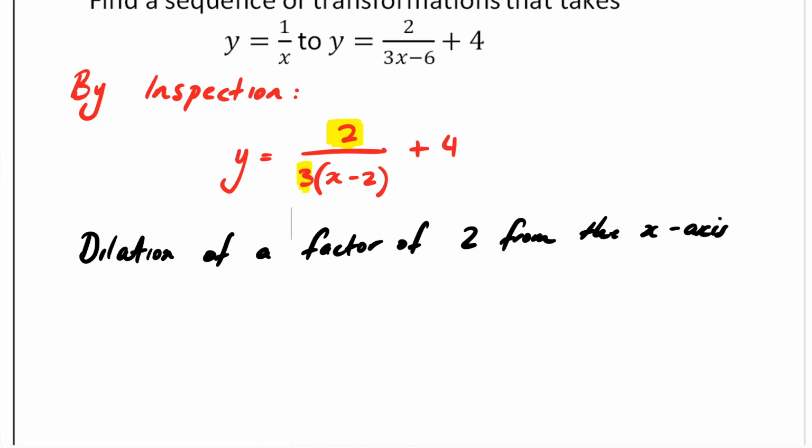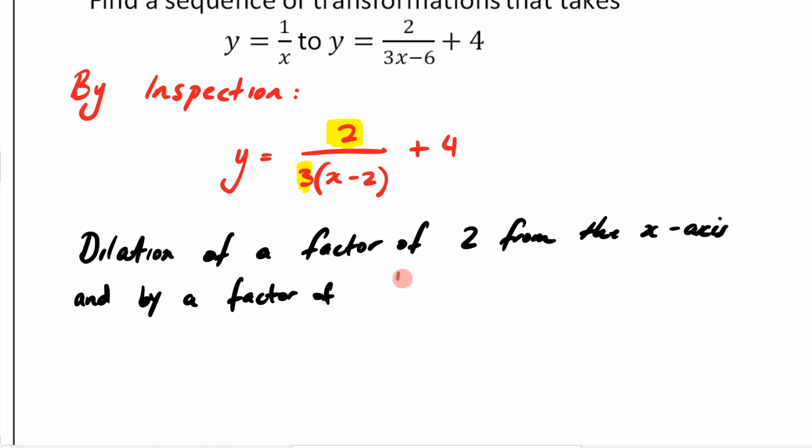Now this is where people get tripped up. This is going to be a dilation by a factor of 1 on 3. You have to take the reciprocal of it, and it's from the y-axis. After we have read off the dilations, you then read off the reflections, which none are occurring here. I know none are occurring here because I don't have a negative in front of the entire function, nor a negative in front of the x.